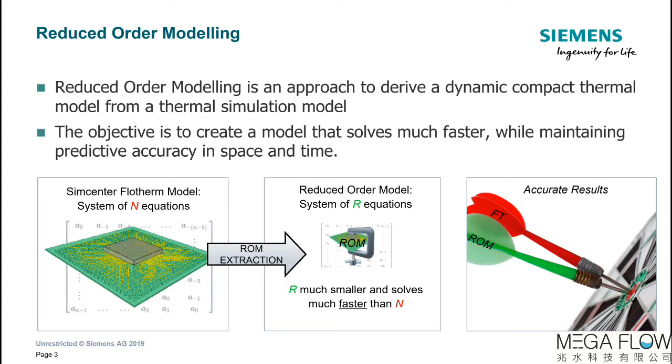We begin with a Simcenter Flotherm model, which really is a very large system of n equations that has to be solved to produce a temperature prediction. We go through a reduced order model extraction process to compress this into a much smaller system of r equations. Because the system of equations is much smaller, it can be solved much faster, sometimes orders of magnitude faster than the original Flotherm model. Fast is not always better, of course, so we need to maintain accurate results. We want a reduced order model to be capable of producing temperature predictions that are very similar to what we observed in the original Flotherm set of results.